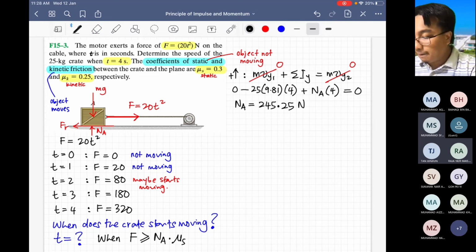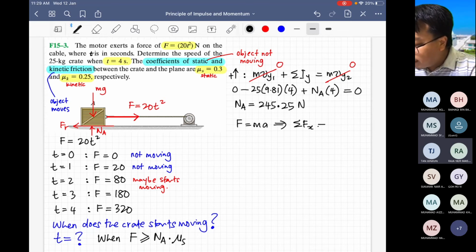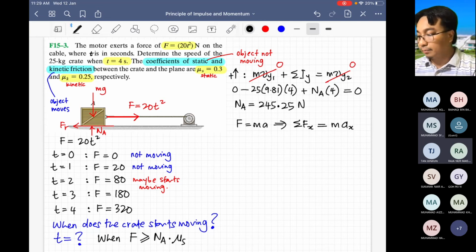Alright. Now kita nak identify the time when it starts to move. So untuk case ini, kita boleh gunakan what we have learned in chapter 2, okay, which is F sama dengan ma, and in this case is using in x-axis lah, total force in x-axis sama dengan max. Ini kita belajar dalam chapter 2.